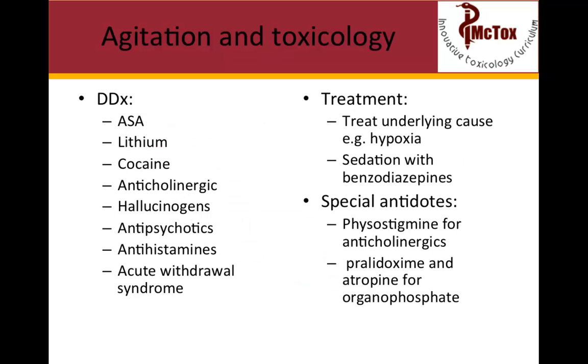A good list for you to make note of is the differential diagnosis for toxin-induced agitation, which includes aspirin, cocaine, anticholinergics, and an acute withdrawal syndrome. Generally, the treatment for agitated patients is sedation with benzodiazepines, both for the safety of the patient himself as well as the treating healthcare providers. It's important to make sure that any reversible causes are thought through and corrected, like hypoxia and hypoglycemia. In certain situations, specific antidotes are required in addition to chemical restraints. Physostigmine is the cure for a severely agitated patient who had an isolated ingestion of Jimson weed, as an example.